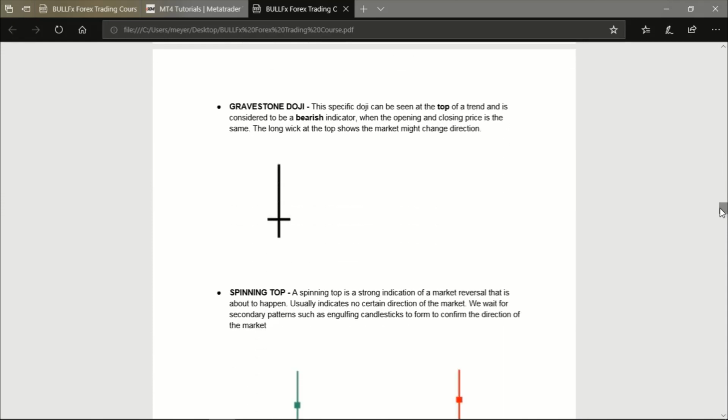Gravestone Doji. This specific doji can be seen at the top of a trend and is considered to be a bearish indicator when the opening and closing price is the same. The long wick at the top shows the market might change direction.